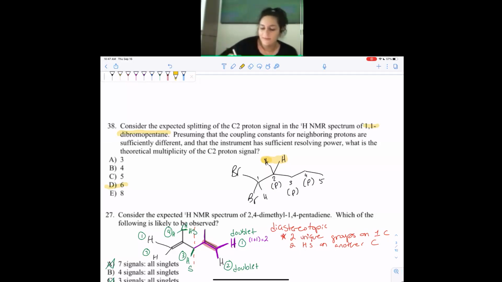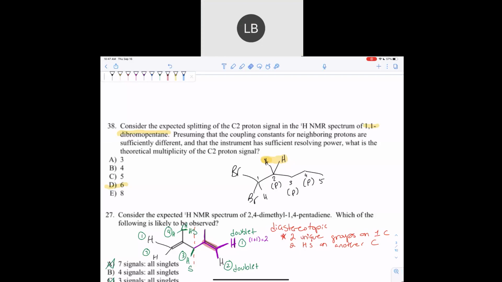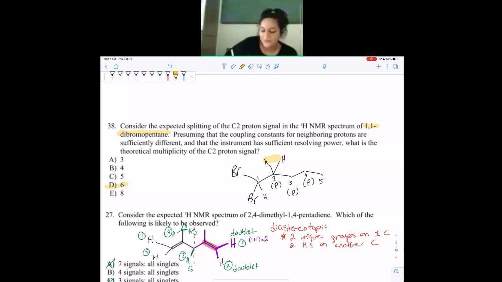Okay. Six neighbors from the hydrogen that you have highlighted. Or five neighbors, and the multiplicity would be six. So we're looking at the hydrogens on C2, right? And you guys said it's a potential chiral center, but there's no real chiral centers present, right? So that's not going to be diastereotopic. So we would have one neighbor here.